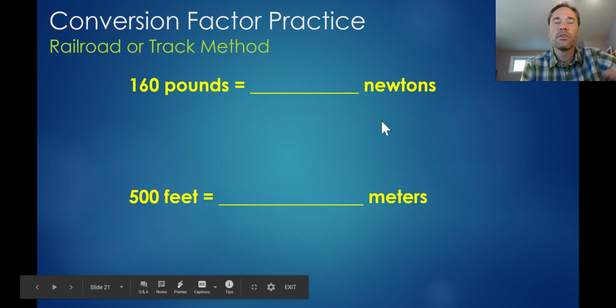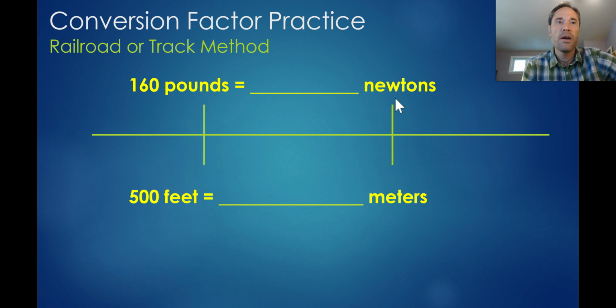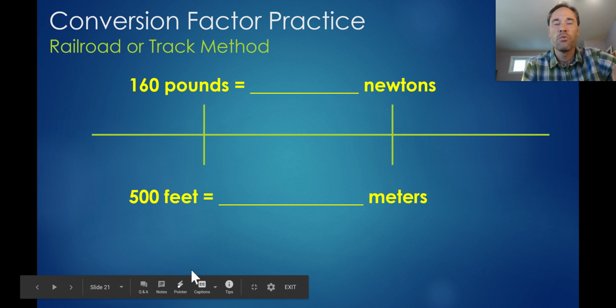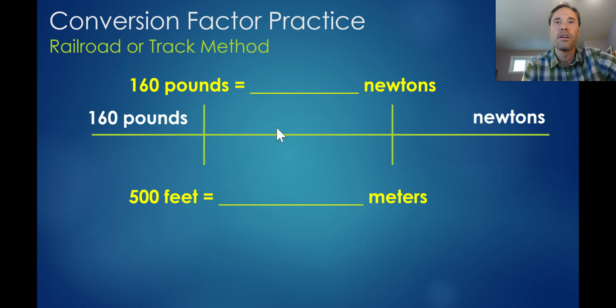So if I set this up, I'm going to make my railroad track just like I regularly would here. I'm going to put my 160 pounds here, and I'm going to put my newtons over there, right? That's the way I set this up. And then my conversion factor goes in here. I want my pounds to cancel and my newtons to be left over. So I'm going to put the pounds on the bottom and the newtons on the top.